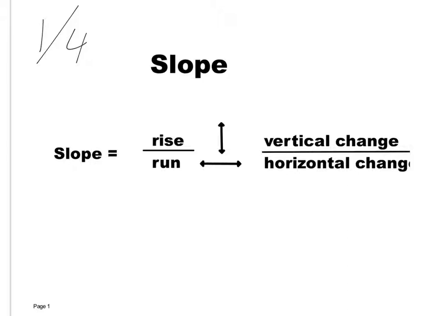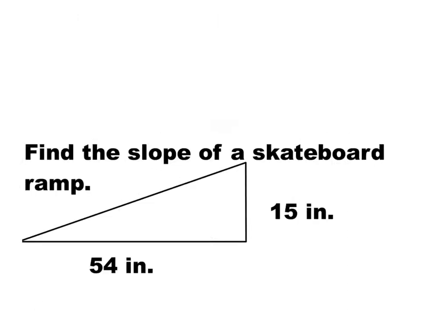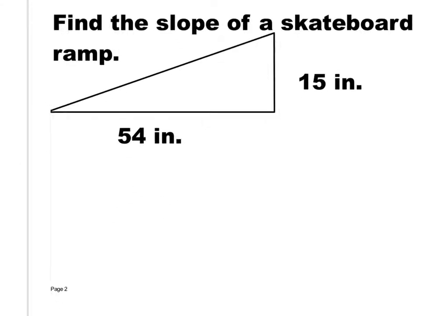Slope is defined as rise over run. You need to memorize that. Rise is the vertical change, your change in the y, versus your run, which is the horizontal change. Here, how much does it change up or down? Here, how much does it change to the right or left? And we always think of slope in terms of going to the right. It makes it easier. So you need to draw this.